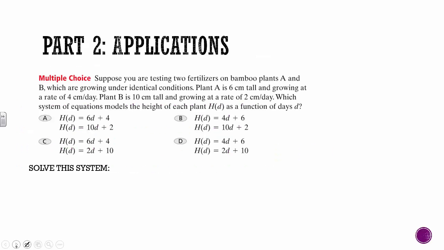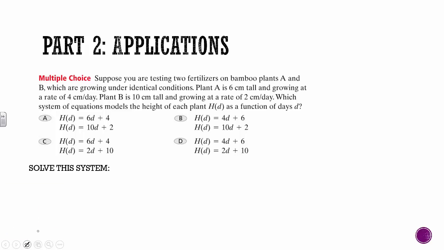So let's say that we are testing two fertilizers on bamboo plants. And they're growing under identical conditions, so all that's going to stay the same. Plant A starts off 6 centimeters tall and grows at a rate of 4 centimeters per day. Plant B is 10 centimeters tall and is growing at the rate of 2 centimeters per day. Which system of equations models the height of each plant as a function of days?